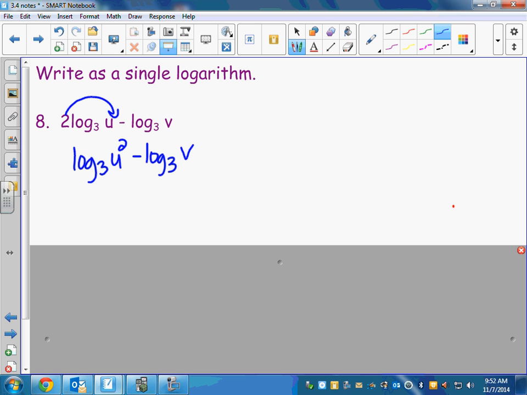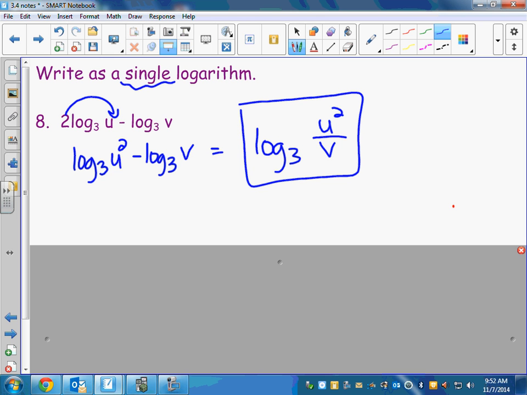And here's the big thing. Write as a single logarithm, which means your final answer should only have log written once. A lot of times people say it's this all divided by this, and they still leave log over log, which is not the same. You should say log base 3 of u squared over v. So your final answer should only have log written one time.